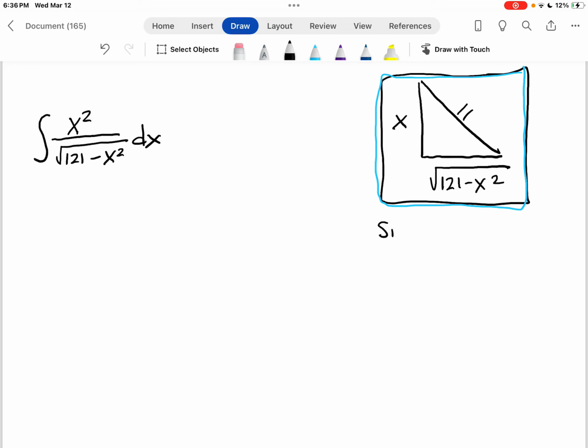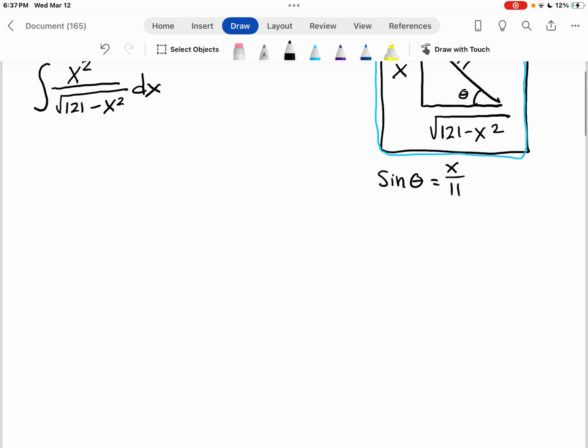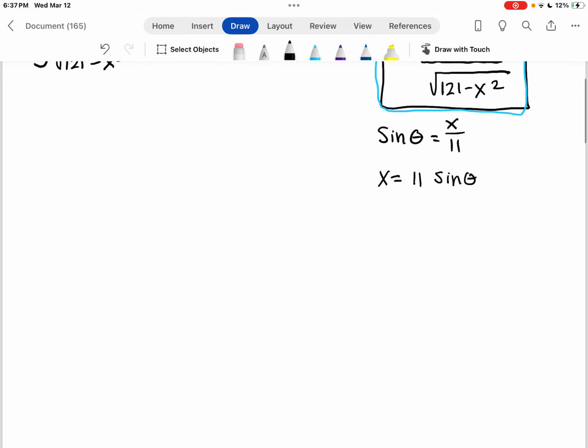We know that sine of theta is, oh, here's our theta, I forgot to write that in. Sine of theta is opposite over hypotenuse, so we would have x over 11. Solving for x, we would also have that x is equal to 11 sine theta. If I take the derivative, I get dx is equal to 11 cosine theta.